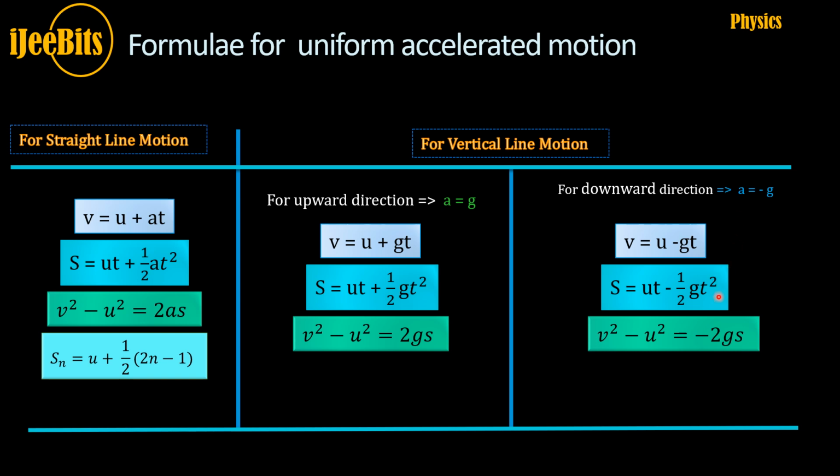Then all the formulas become v is equal to u minus gt, s is equal to ut minus half gt square, v square minus u square is equal to minus 2gs. Okay, if you remember, I think you will be able to attempt some of the problems. Solving is much easier for us.